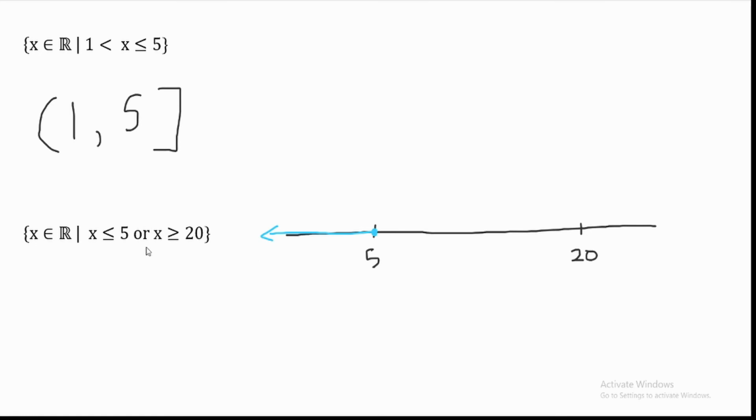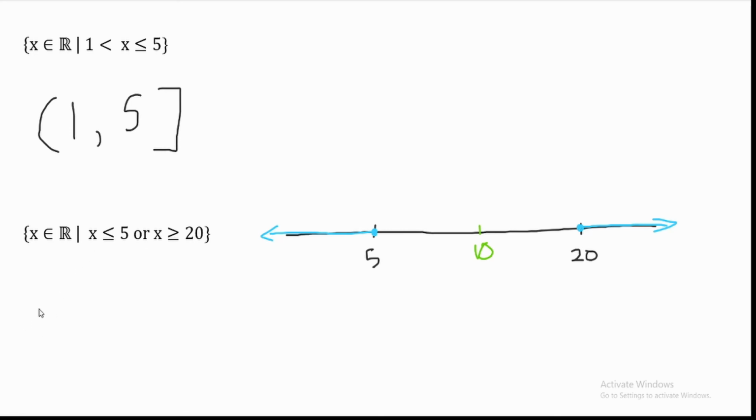Next, or, which means one of these two conditions must be satisfied. So if it's not less than or equal to 5, it must be greater than or equal to 20. So we just start with a dot and we extend. Notice how if we try to put something in the middle here, let's say 10, it would not work because 10 is not less than or equal to 5 or greater than or equal to 20. Right? So this is what we're aiming to write in our interval notation.